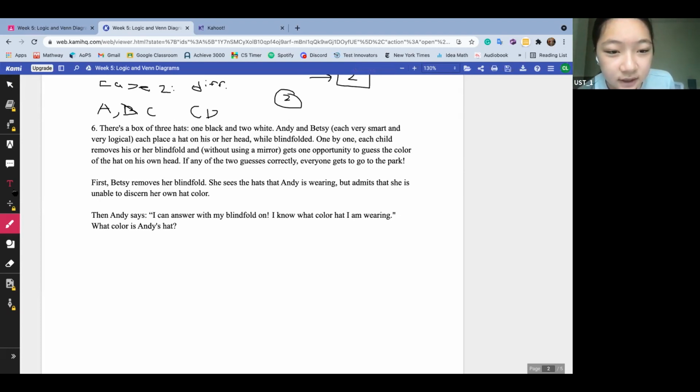First, Betsy removes her blindfold. She sees the hat that Andy is wearing, but admits that she is unable to discern her own hat color. Then Andy says, I can answer with my blindfold on. I know what color hat I am wearing. What color is Andy's hat?